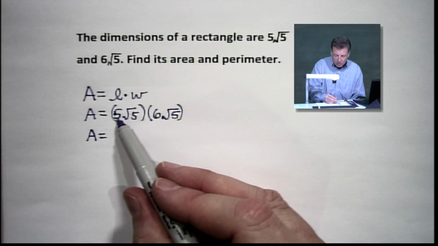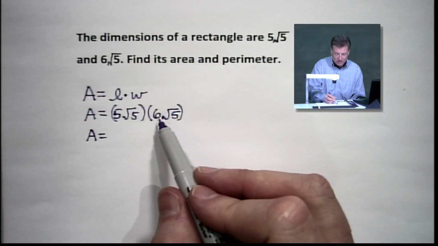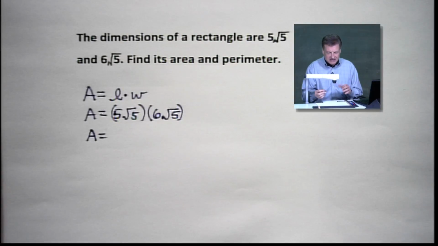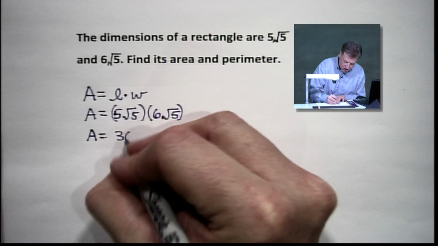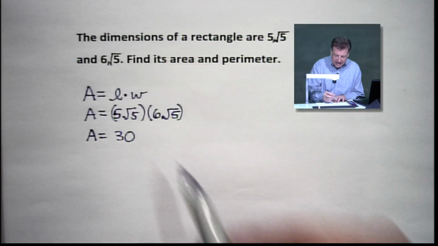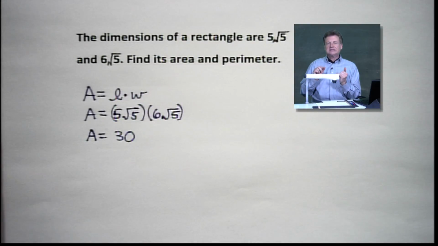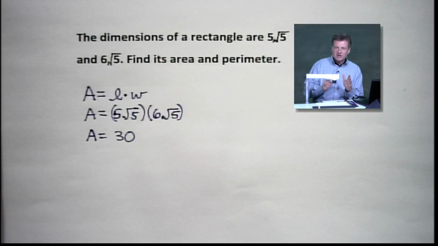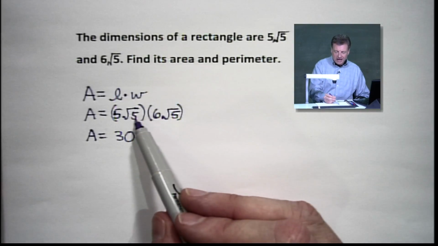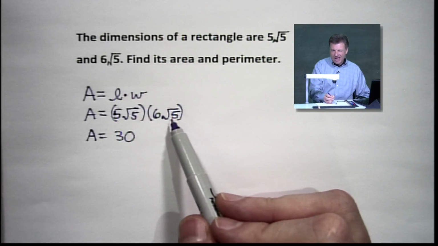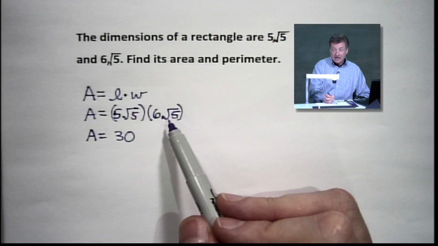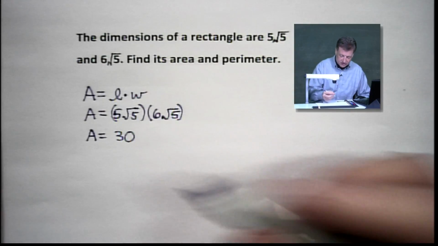Remember what we do. We multiply the numbers outside together. So we've got 5 times 6, which is going to give me a big old whopping 30. That's a good deal. And inside we've got the square root of 5 times the square root of 5. Now, a couple of ways we can go on this. Some of you are going, okay, the numbers are under the radical, I want to multiply them together, and I'm going to get 25. Well, let's do that, okay?